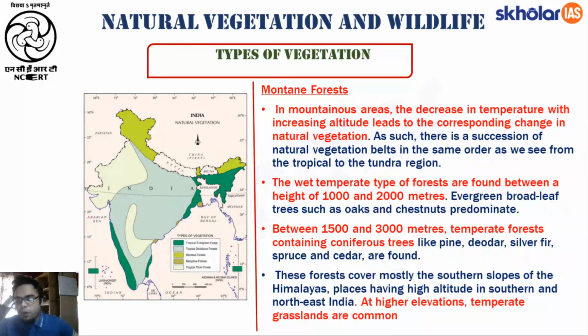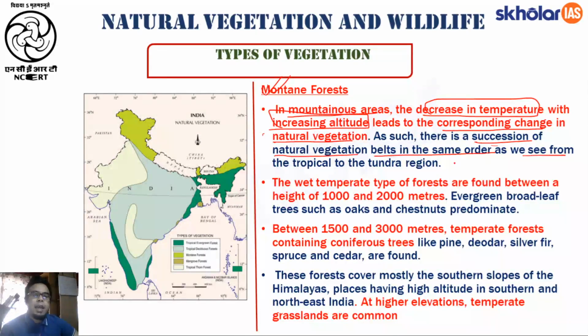Okay, then the next type of forest that we have is your mountain forest. These are the forests found in the mountainous areas, right? In your mountainous areas, the decrease in temperature with increasing altitude, which we have already discussed, leads to corresponding changes in the natural vegetation. As we move from the base to the greater heights of the mountains, the vegetation keeps on changing depending upon the temperature. So there is a succession of natural vegetation belts in the same order as we see from the tropical towards the tundra region.